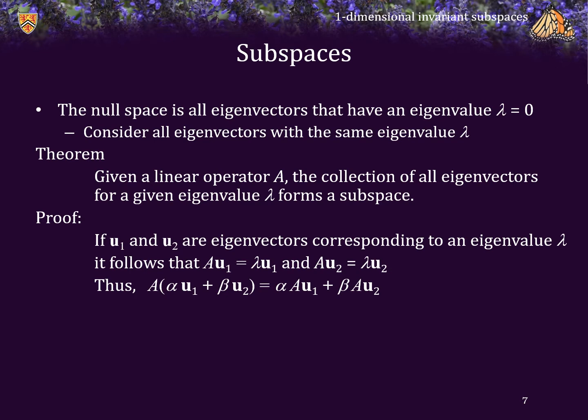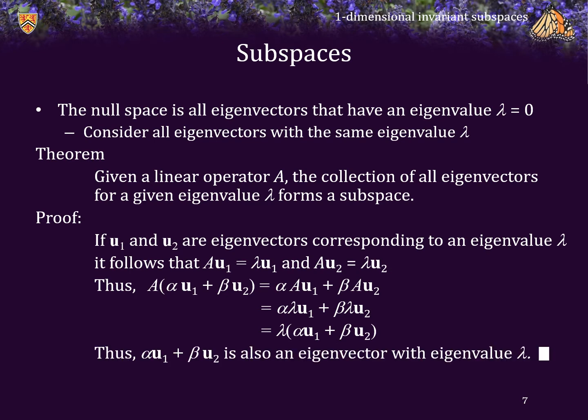But those vectors are eigenvectors, and therefore the first is lambda times u1 and the second is lambda times u2. Well, we can factor out a common term of lambda. And so now we see, oh, wait a second, A times that linear combination of vectors is equal to lambda times that same linear combination of vectors. Thus, alpha u1 plus beta u2 is also an eigenvector with eigenvalue lambda.